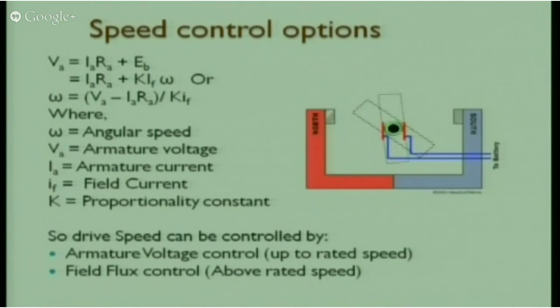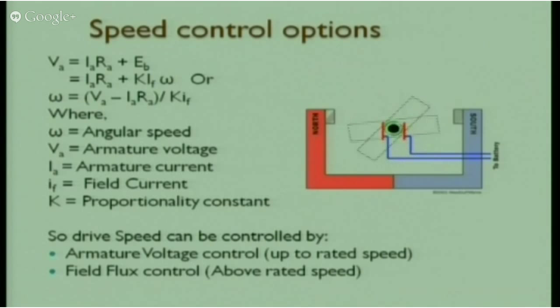So for that, you have to see what are the factors on which the speed of the motor depends, right? Here it is clearly shown that VA is equal to IA RA plus EB, that is equal to IA RA plus K IF omega, or omega is equal to VA minus IA RA divided by K IF. Now what are these nomenclatures? Omega, as you all know, is angular speed. VA is the armature voltage, IA is the armature current, IF is the field current, and K is the proportionality constant. Now, what do you get out of this equation? Omega is equal to VA minus IA RA divided by K IF. It is clearly understood from this equation that omega, which is related to the speed, depends on two factors. What are the two factors? One is the armature voltage, another is the field current.